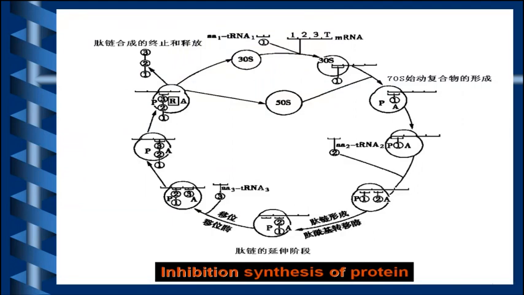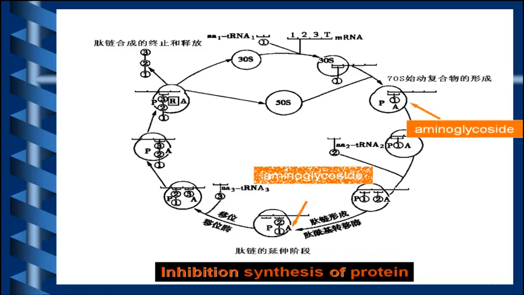And this slide shows the protein synthesis process of the bacteria. We have learned that tetracycline and chloramphenicol can only bind one target site. Tetracycline binds to the 30S subunit of the ribosome, and chloramphenicol binds to the 50S subunit of the ribosome. It's one site. And aminoglycoside can inhibit the whole process of bacterial protein synthesis.